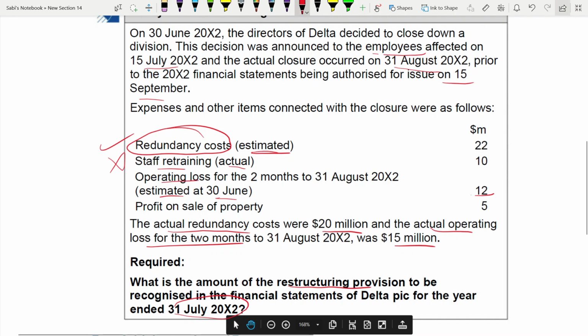Operating loss, future operating losses, you do not recognize a provision. Profit on sale of a property, that means profit from a sale of an asset. These are prohibited costs. So the only cost that goes is redundancy cost. Again the question comes, redundancy cost, estimated or actual? Actual. When actual is given, you take actual. When actual is not given, then only you take estimated. It doesn't matter at which date actual is known. Since actual is given, actual redundancy cost only you have to take as a restructuring provision, which is 20 million. So only this 20 million is the restructuring provision. All others are prohibited.